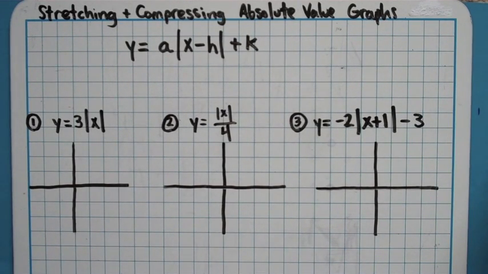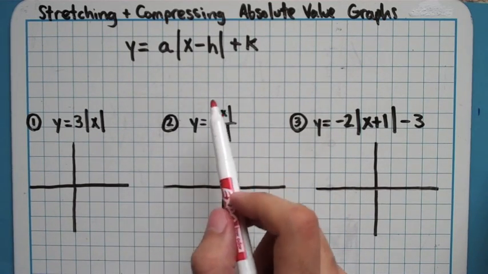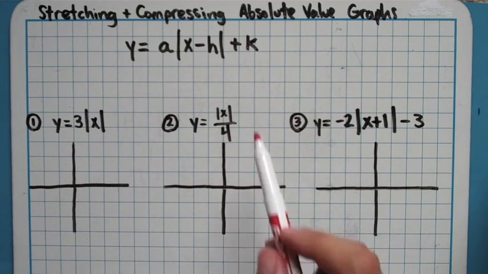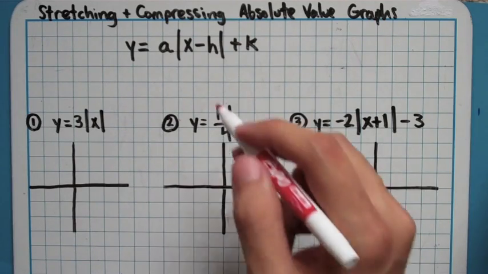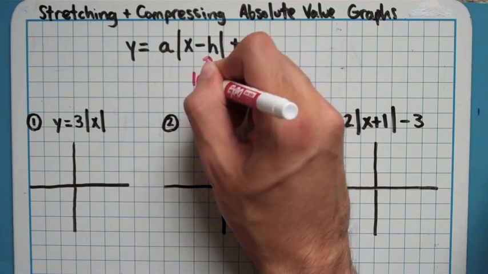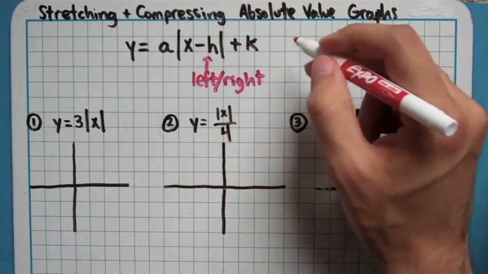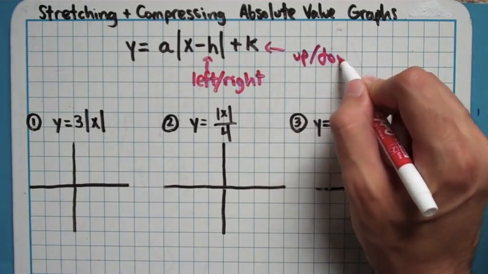On the top of this slide here, I've written down the general form that all absolute value graphs will take. The h and k that you saw in that last video are the common notation used. H is typically used for the inside right here, and k is used for the outside. And we've discussed what each of these variables does. The h on the inside controls your left-right movements, depending on if we're adding or subtracting a number. And the k on the outside controls your up-down movements.